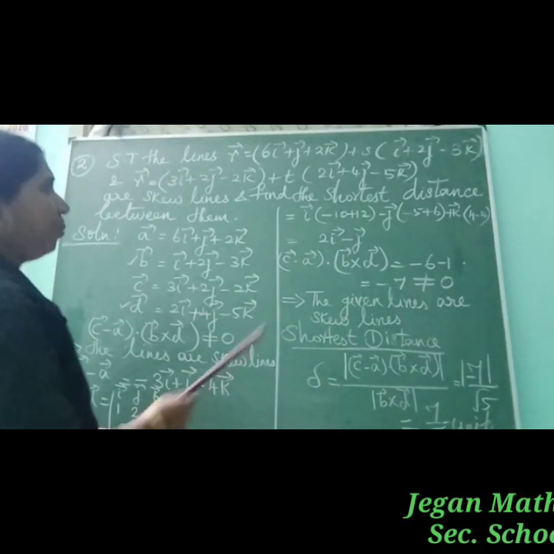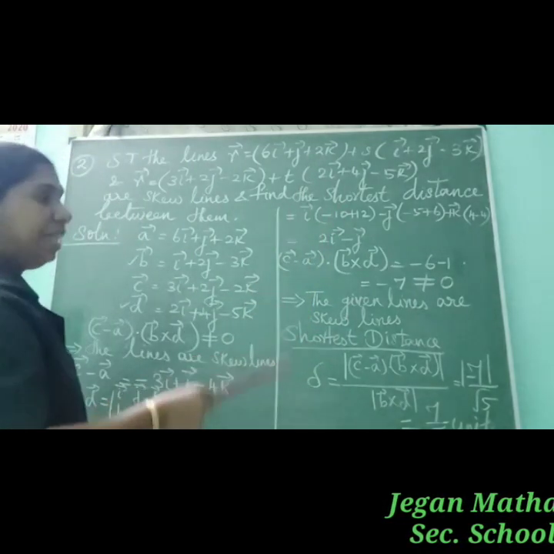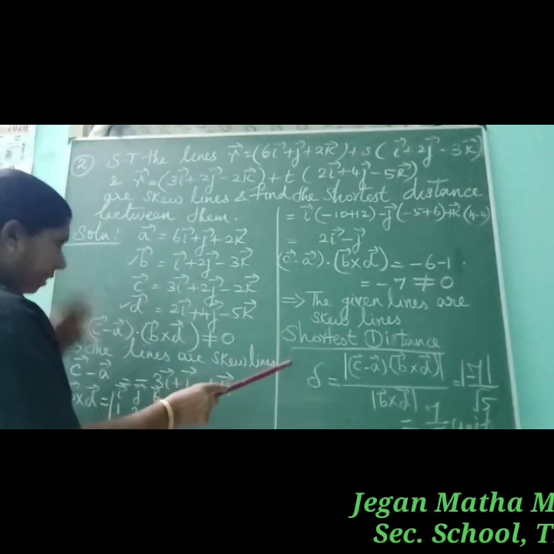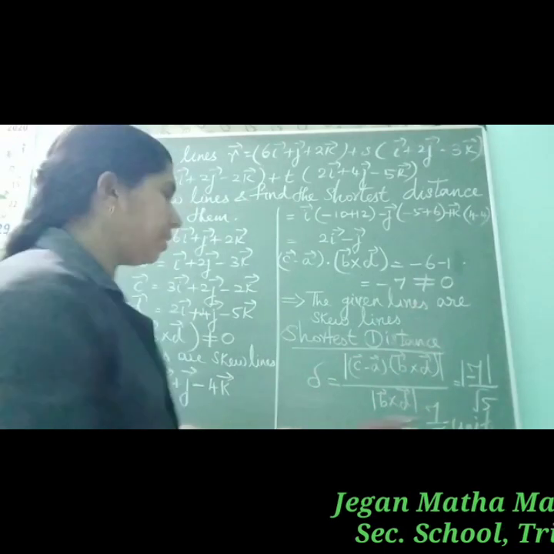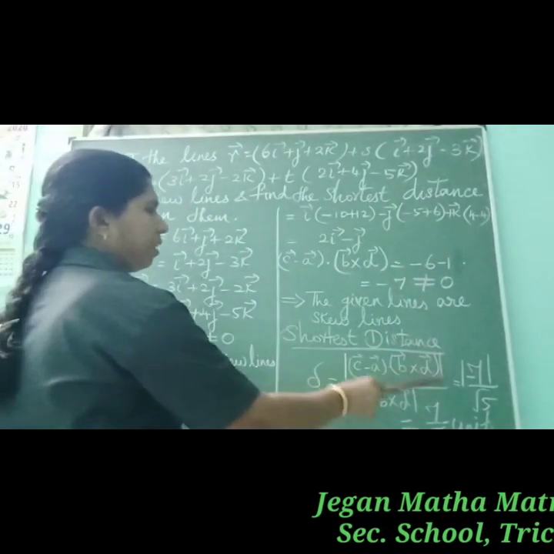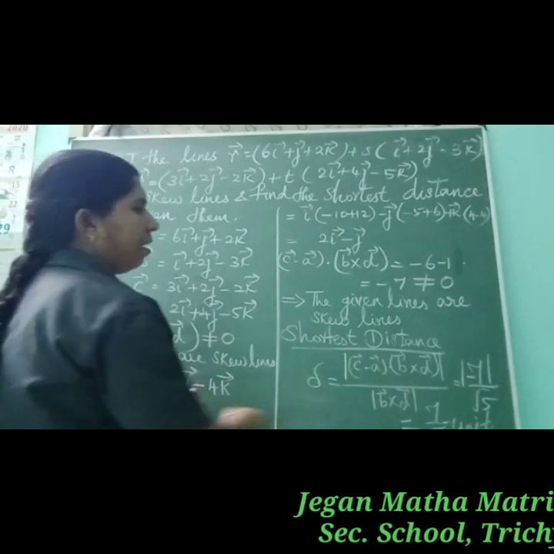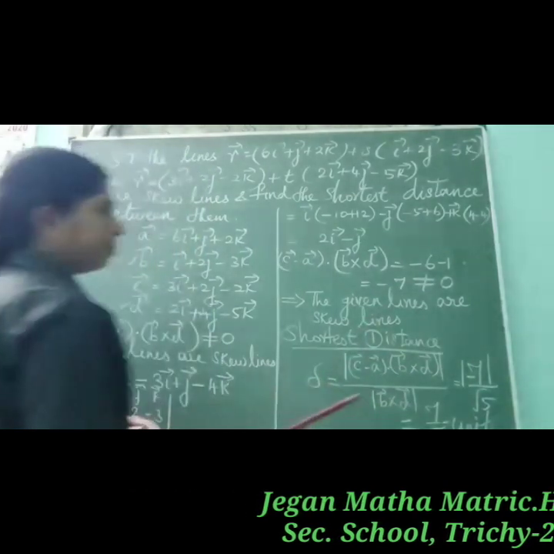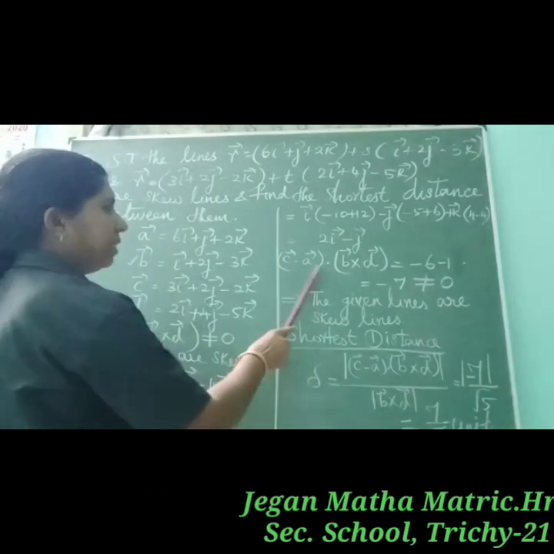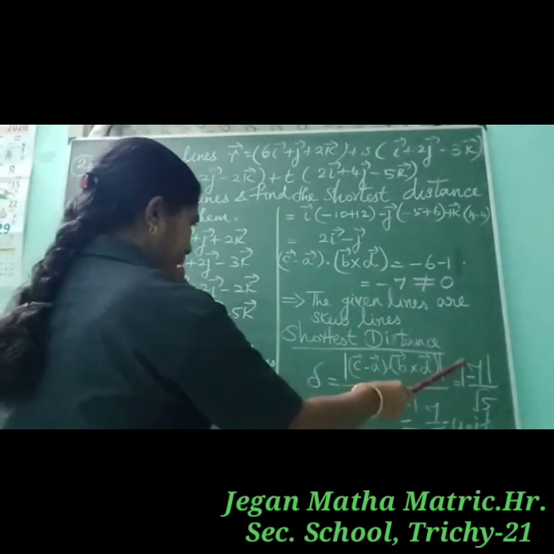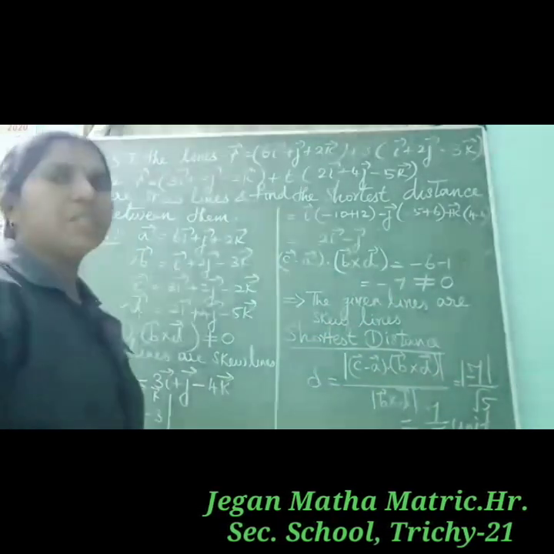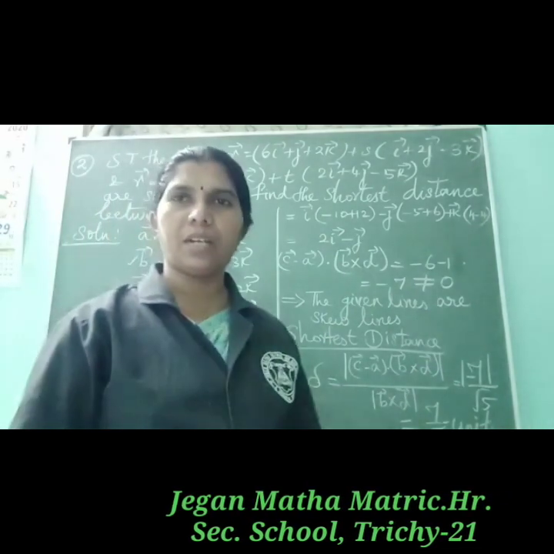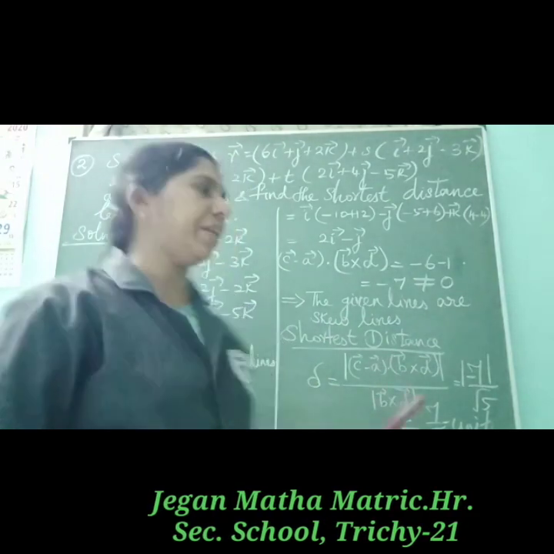Second part, we have to find out the shortest distance. If the lines are skew lines, you have to find out the shortest distance between these two lines. The formula to find out the shortest distance is delta equal to modulus of (C minus A) dot (B cross D) divided by modulus of B cross D. So already we got (C minus A) dot (B cross D) is equal to minus 7. Modulus of a positive or negative value, we have to consider only the positive value. So here we have to consider modulus of minus 7 as 7.